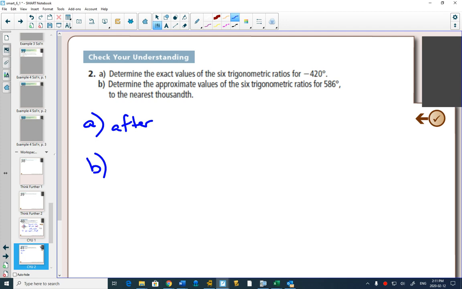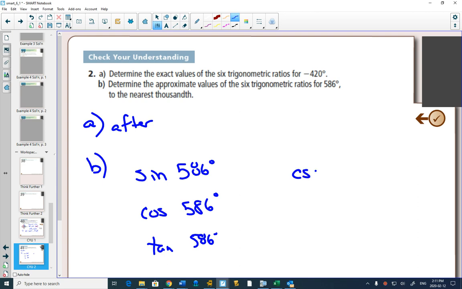2B is a calculator question. Find the approximate values for the 6 trig ratios for 586 degrees. So we want to know, what is sine of 586 degrees, cos of 586 degrees, and tan of 586 degrees. And then we want to find the reciprocal, so cosecant of 586 degrees, secant of 586 degrees, and cotangent of 586 degrees.